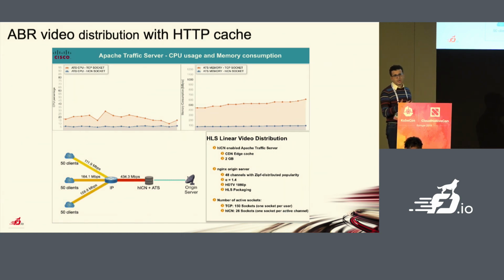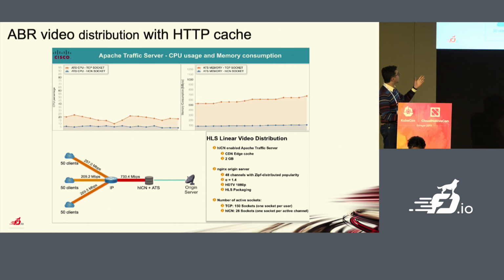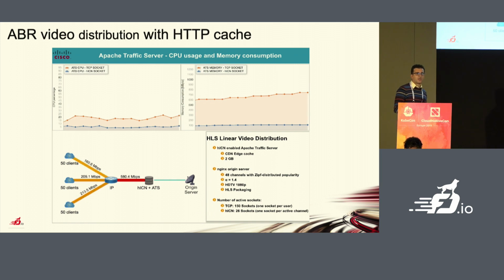In the case of HLS over TCP, you need to have as many TCP sockets open at the ATS cache as the number of users. So no matter if they watch the same channel, essentially the channels are distributed in unicast. And so the ATS cache has to manage as many sockets as the number of users connected to the web cache. In the case of the hiCN socket, we essentially have as many producer sockets as the number of active channels, which in this case was 26 on average.